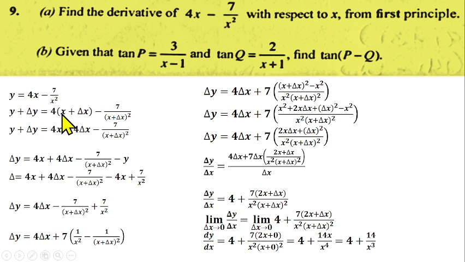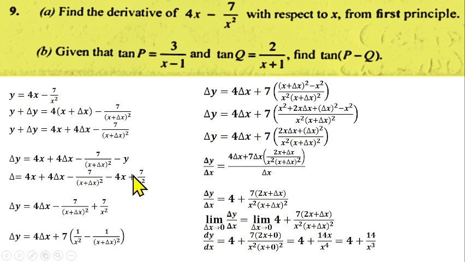Then from there, you can open the bracket here, you have 4x plus 4 change in x minus this. Then from there, you can take y to the other side. So that means you have a change in y equals to 4x plus 4 change in x minus 7 over this. Then if y comes here, it becomes minus y. So we need to record the value of our y, which is 4x minus 7 over x squared. If you introduce that one here, that minus will open the bracket, then you'll be having minus 4x, and minus times minus will give us plus 7 over x squared.